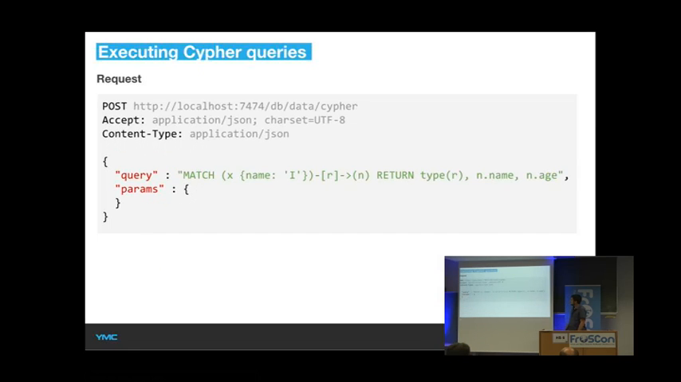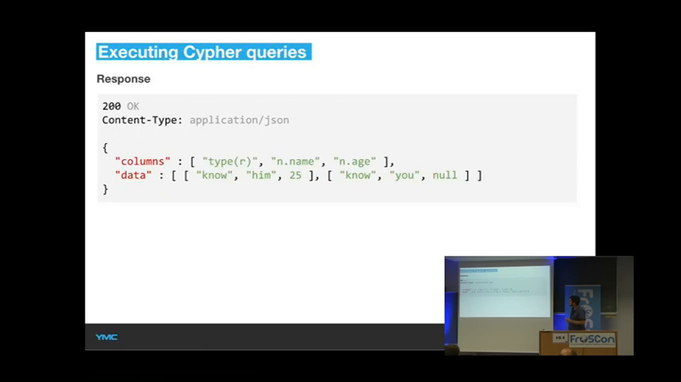Yeah, that was it. We also can execute Cypher queries, which is the key feature of this whole JSON thing. So we have here a match query matching the name I and fetching a relation and another node. So we are fetching all nodes which are related to the node I. The response will look like this. In the first line, we have the columns showing what we got. So we have the node property name and node property age, and of course the type of the relation. And we get two nodes in here. So it's quite simple to create data and get it back without any big overhead.